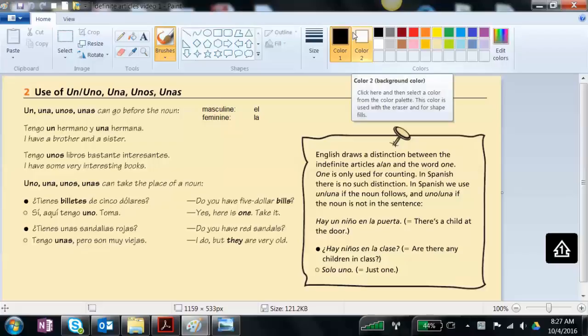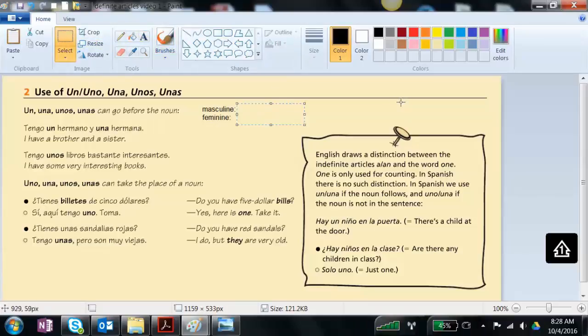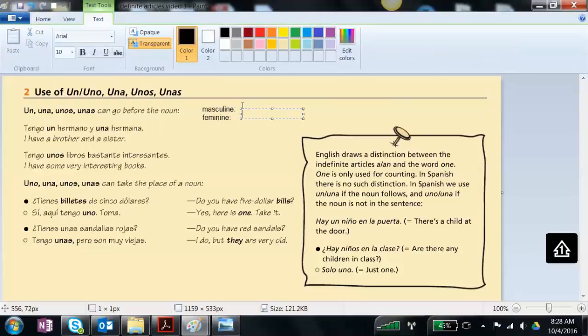To talk to you about the indefinite articles. There are 4 indefinite articles, and I started writing it out right here. Let's see if I can go ahead and finish that up. I have a masculine singular form and a plural form, and you have a feminine singular form and a feminine plural form.